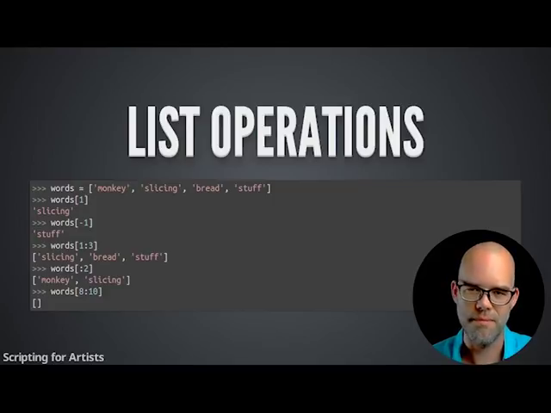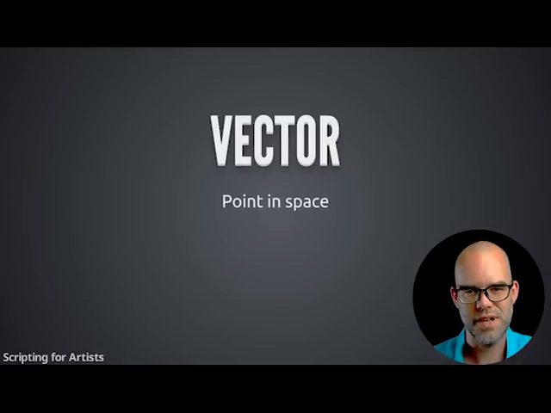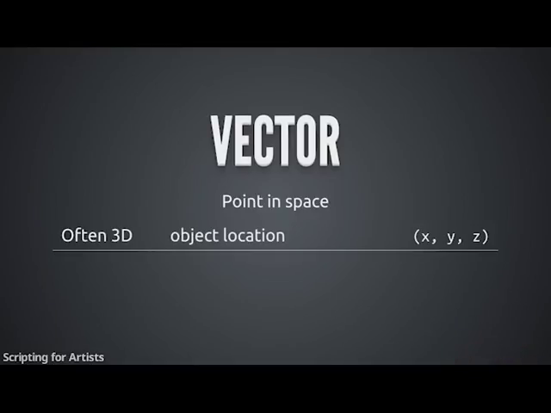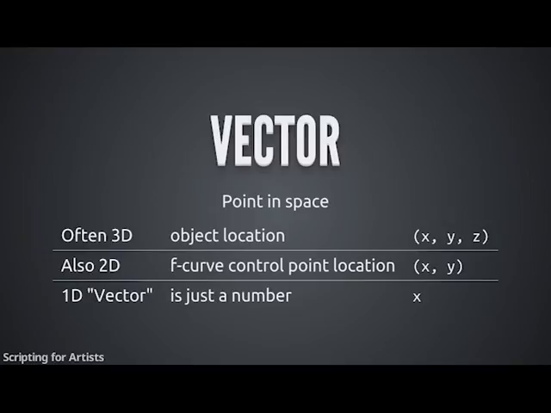Let's look at some of the mathematical types in Blender. So the vector we've seen a lot before. It represents a point in space. A vector is often three-dimensional, like locations in space or the scale of an object, because we're working in the three-dimensional editor. So it consists of 3 numbers, x, y, and z. But there's also two-dimensional vectors, like the control points in F-curves. And there's also a 1D vector, but usually we just call that a number.